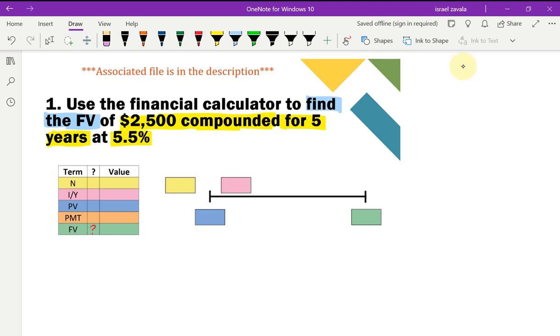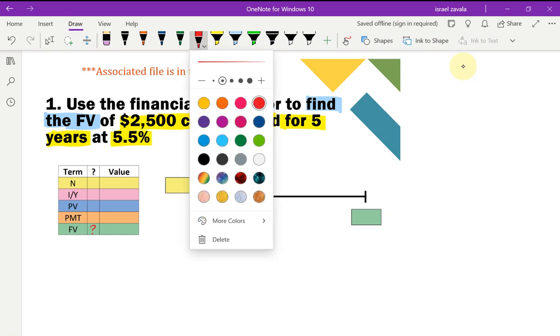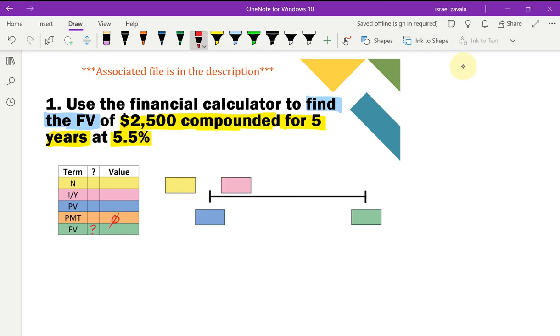One other thing, for all of the questions, the payments is going to be 0. There are no payments yet. At this point in my course, I haven't introduced payments. So to keep things simple, we're just going to leave payments as 0.